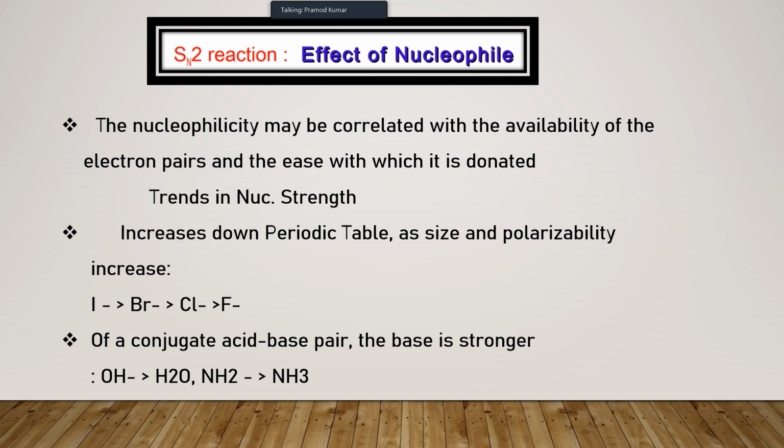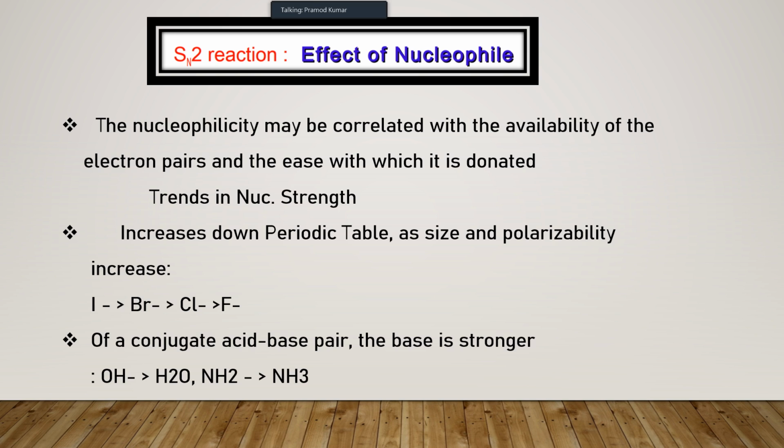So when you go down the periodic table, the size increases and the polarizability increases. What is polarizability? Polarizability means charge distribution between the two elements increases, and as the size increases, the nucleophilicity increases. So iodine is more nucleophilic than bromine, than chlorine. So nucleophilicity increases with the size of the element down the periodic table.